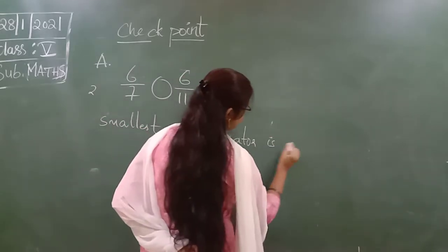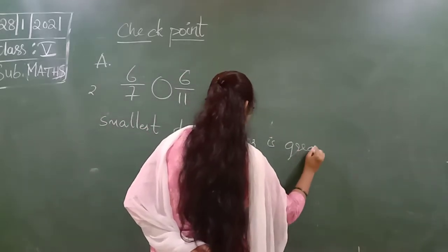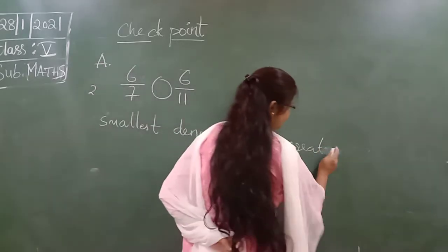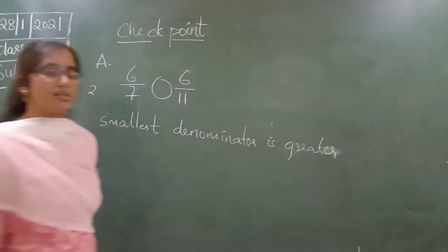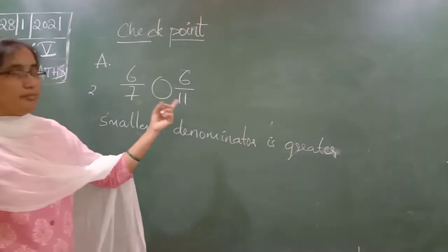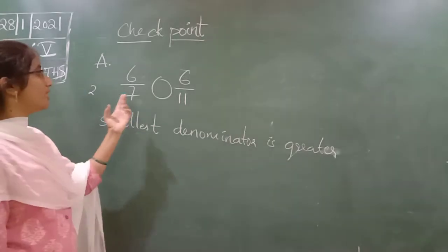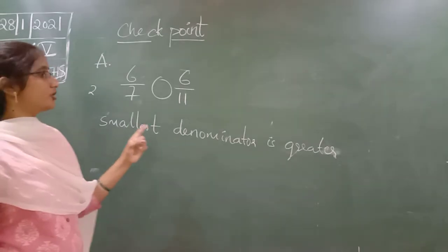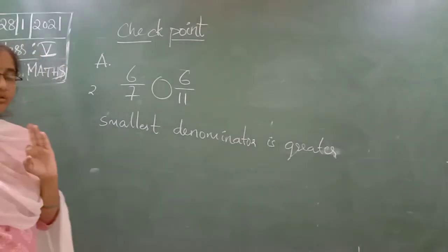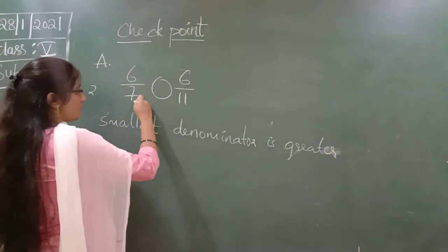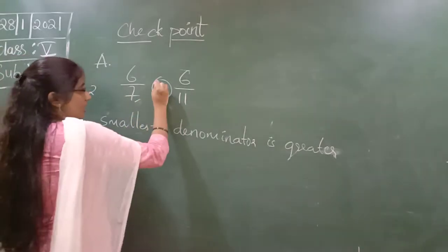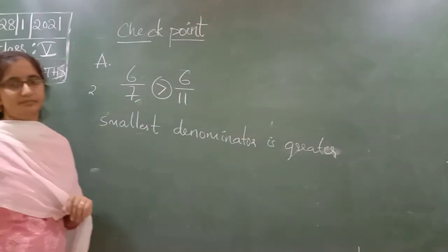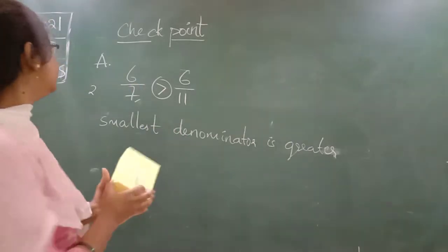In unlike fractions, if the numerators are equal, we have to compare the denominators. By comparing, the smallest denominator gives the greater fraction, we have to remember. Which one is the smallest? That means 6 by 7 is greater than 6 by 11. Next, third one.